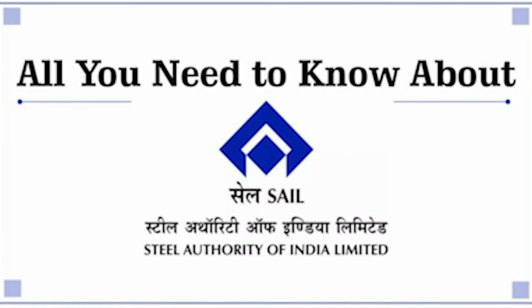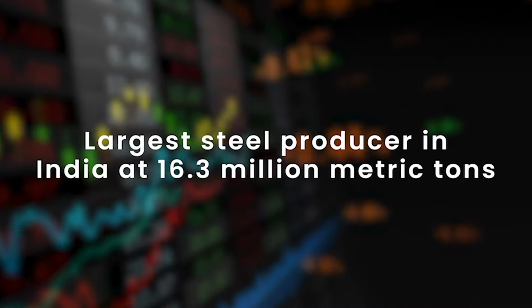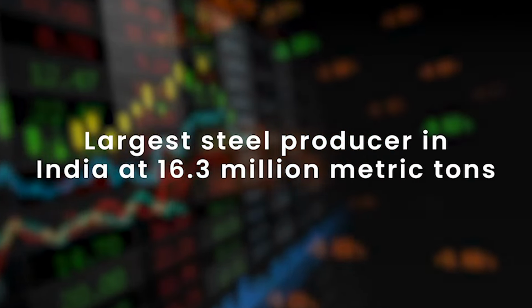The first one is Steel Authority of India. If you live in this country, you're probably familiar with this company. It is a PSU and it's a really fast growing company. It is in fact one of the fastest growing PSUs in this country or public sector units. Basically, it is the largest producer of steel in this country and it's the 20th largest producer of steel in the world. It produces 16.3 million metric tons of steel every year and it's a sizable moat around this company.